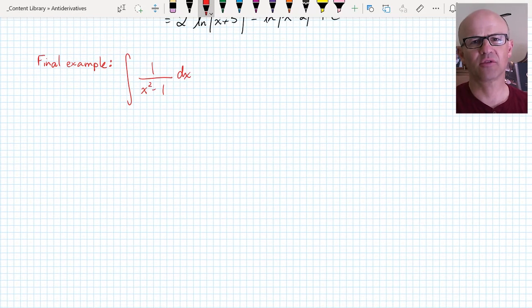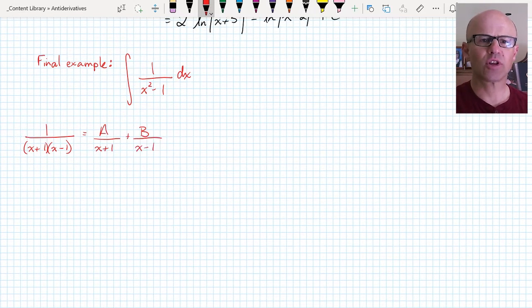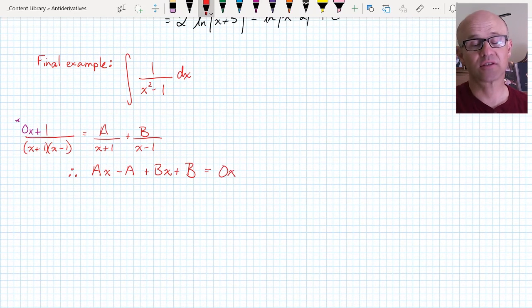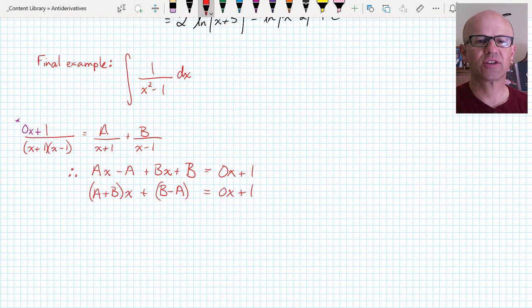One more example for us. Suppose I just have a 1 on the top. The x squared minus 1 on the bottom can be factored. I know it's going to break down to 2 separate pieces. But my question is, what about the x? There's got to be a 0x there. So when I go ahead and rearrange these, cross multiply, put my things together, I get a plus b must be 0.